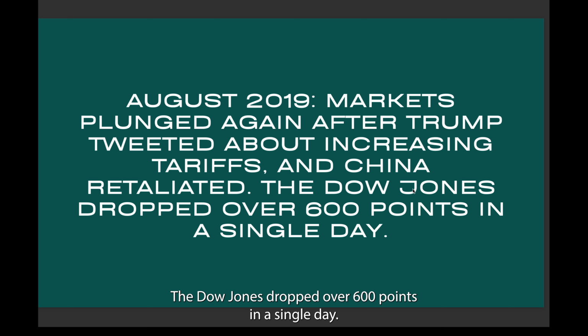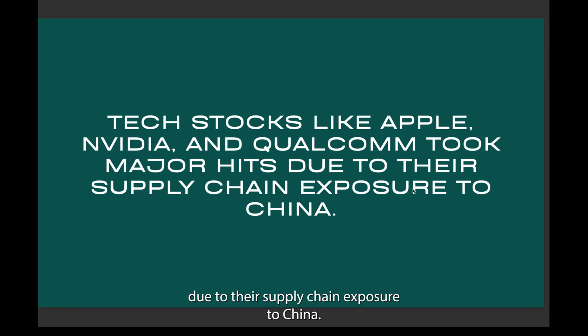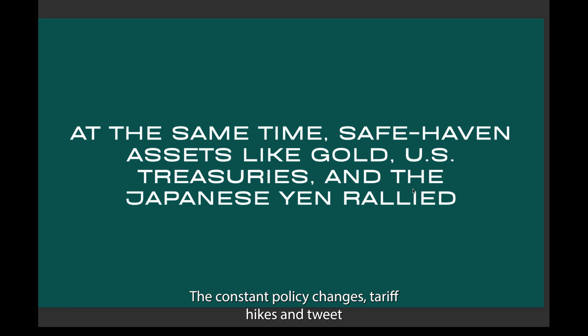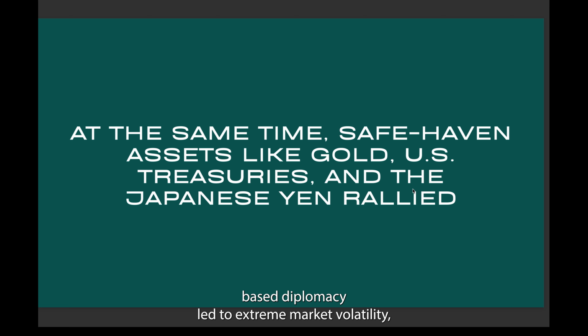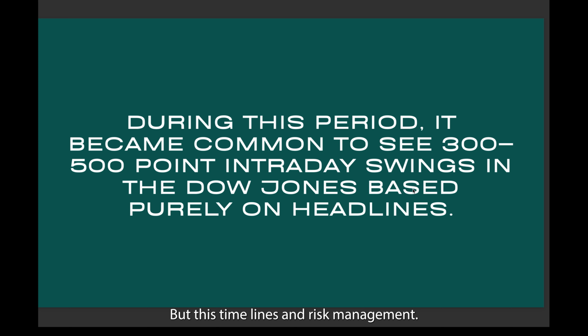The Dow Jones dropped over 600 points in a single day. Tech stocks like Apple, Nvidia, and Qualcomm took major hits due to their supply chain exposure to China. At the same time, safe haven assets like gold, US treasuries, and the Japanese yen rallied as investors sought safety amid the uncertainty. The constant policy changes, tariff hikes, and tweet-based diplomacy led to extreme market volatility. Traders had to adjust not just their strategies but their timelines and risk management.